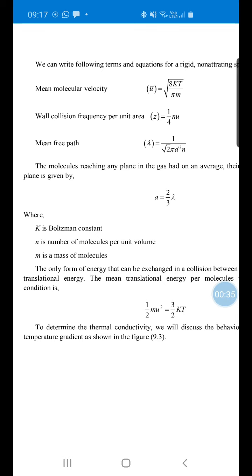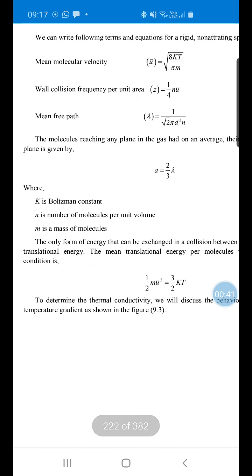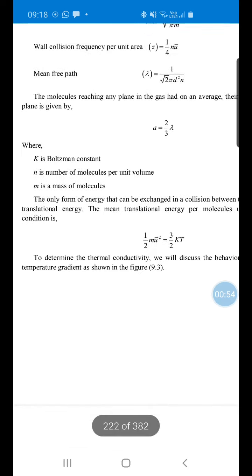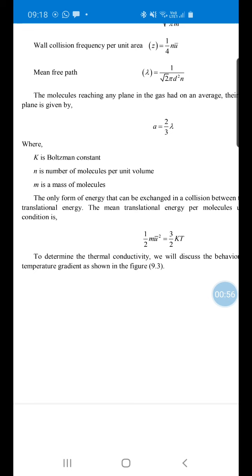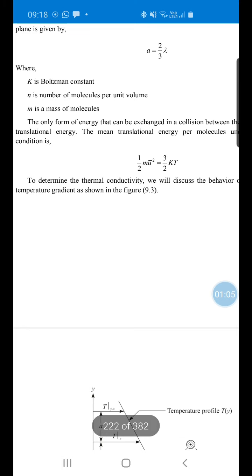We considered the terms like mean molecular velocity u bar, collision frequency Z equal to 1 by 4 n u bar, mean free path lambda, and the distance a traveled by the molecules after their last collision. We compared these terms with respect to the kinetic theory and the thermal conductivity, and we wrote that 1 half m u square is equal to 3 by 2 kT.